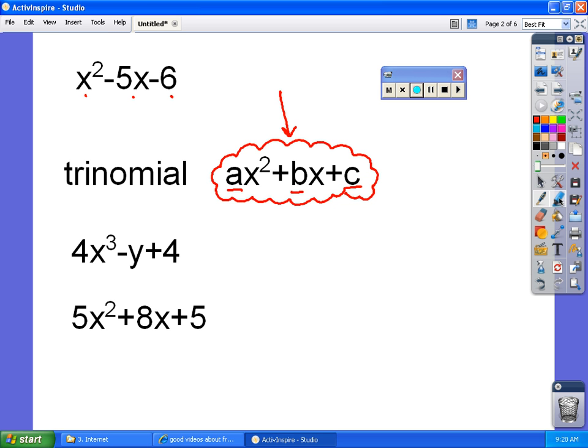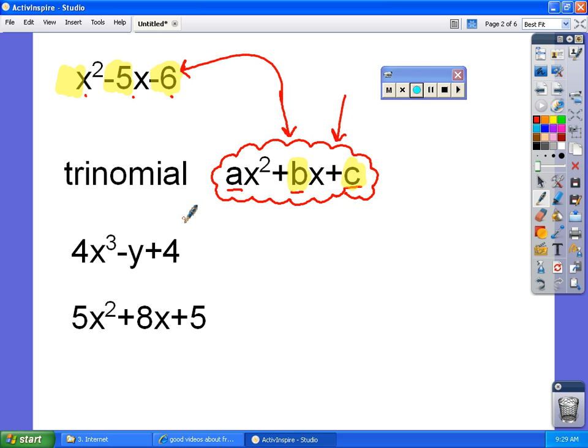So if you think about this, -6 would be my c, and -5x, -5 would be my b, because it's the number in front of the x, and then I have an a, x squared. It just so happens that there is no number in front of the x squared, so we have to assume it's 1. But you can see that this particular expression is in this form. You are just substituting a, b, and c with numbers.